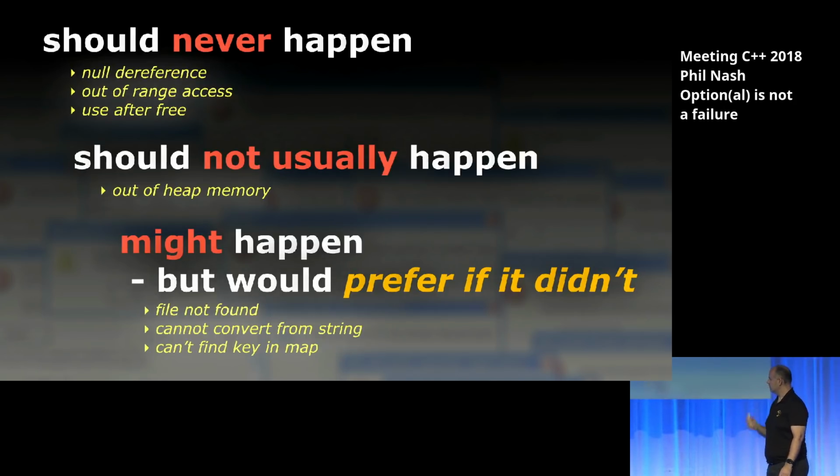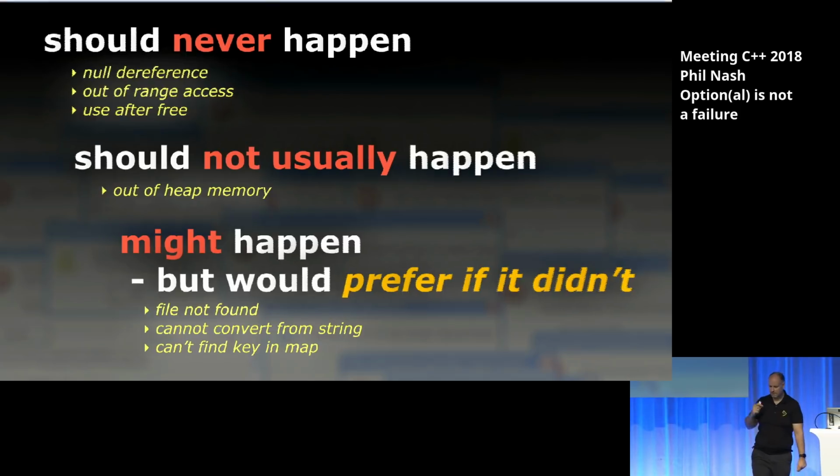When I get to the bottom examples, just some classic examples: file not found, couldn't convert something from a string, couldn't find something in a map. These are all things where we've got the thing that we actually want to happen, but we know that something else might happen as well. We know that we need to deal with both, and it's fairly obvious. We deal with it all the time. This is where most of our error handling strategies happen.